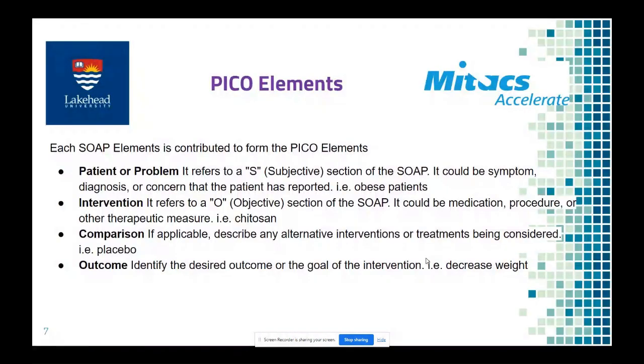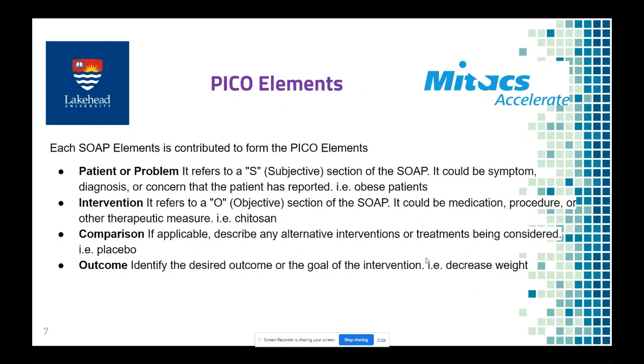So first of all, what is a PICO element? Ideally, PICO stands for patient or problem. It indirectly refers to the subjective section of the SOAP note. It could be symptoms, a diagnosis, or a concern that the patient has reported. For example, a patient who is overweight, so we call that an obese patient. Intervention refers to the objective section of the SOAP. It could be medication, a procedure, or any therapeutic measurement.